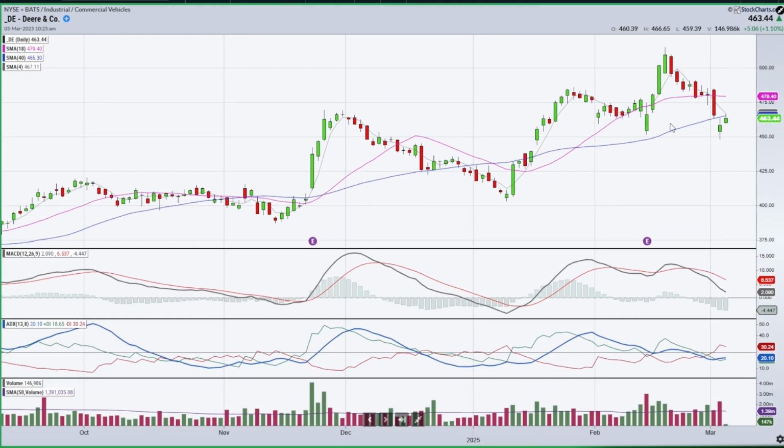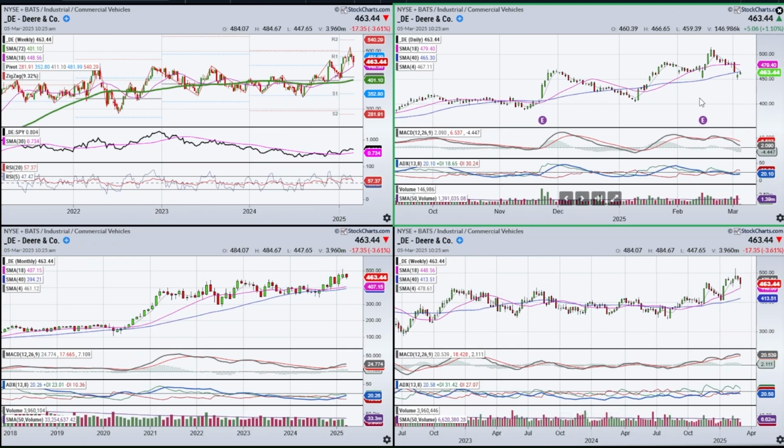Well, if I look at this on the daily chart, it's sort of telling us this rising moving average is now flat, and that this is probably going to have to go sideways for a little bit. I think this needs more time in this consolidation phase. As long as it stays above 450, I think the shorter term pattern is okay.